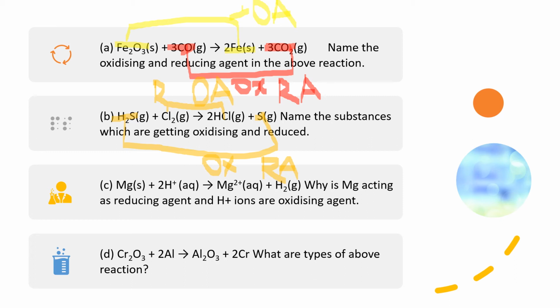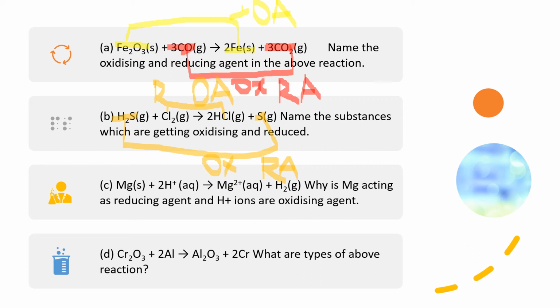Clear? Now we are moving to the third question. Magnesium plus 2H+ gives Mg2+ plus H2. Here 2H+ means we are adding hydrogen. Mg2+ means we are removing 2 electrons, right? So Mg is converted to Mg2+ and 2H+ becomes H2. So why is magnesium acting as a reducing agent and H+ ions as oxidizing agent?